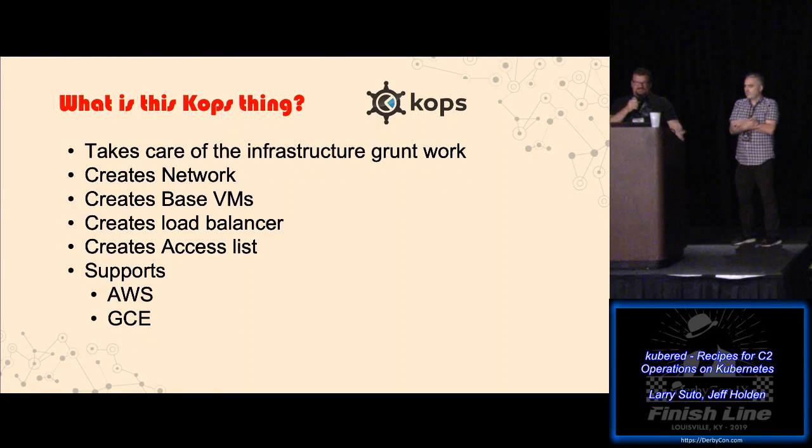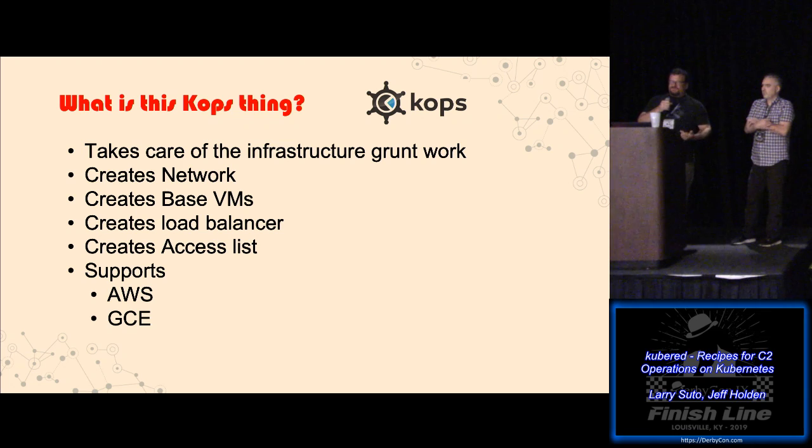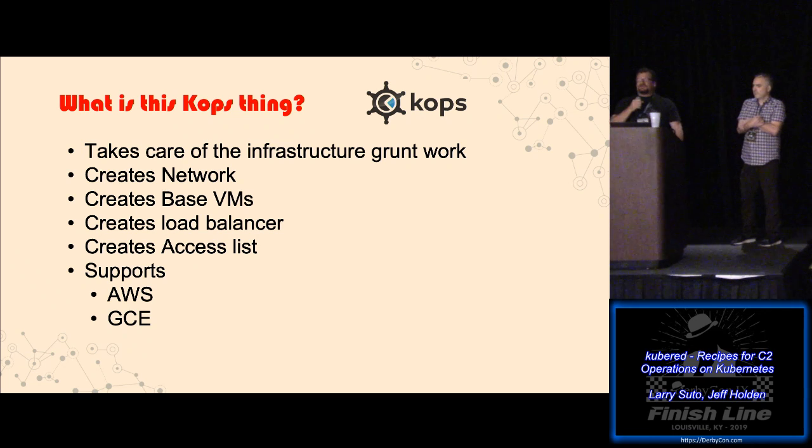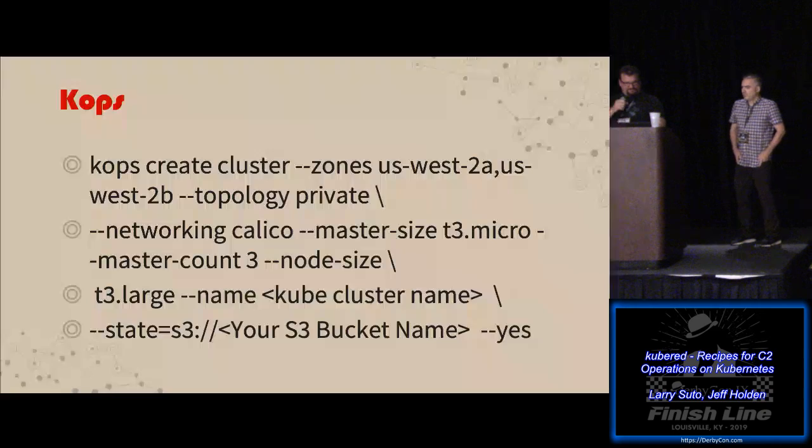All right, so what is the COPS thing? It's basically the heavy lifting. It works in AWS right now and in Google Container Engine. You run it, it sets up all the EC2 instances for you, it sets up the VPCs, load balancers, creates your access list for you. So otherwise you'd have to go through and set all those up manually.